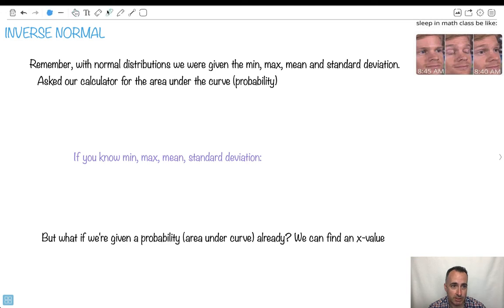In another video I showed you about normal distributions. If something is normal, it looks like a normal distribution like this, where this right here is the mean, and this might be the standard deviation: this is the mean plus sigma, this is the mean minus sigma. In this case, if we know the minimum and the maximum and the mean and the standard deviation, remember the area under the curve was the key here.